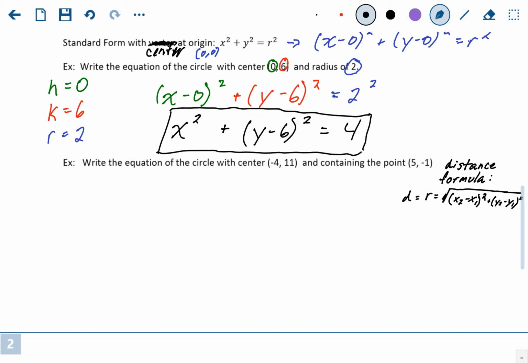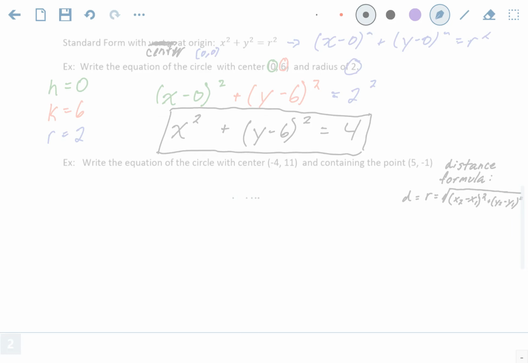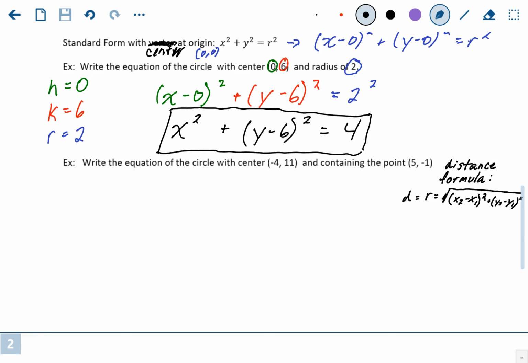So that is the distance formula: x2 minus x1 squared plus y2 minus y1 squared, and then the whole thing you take the square root of. That'll give you the radius, the distance from the center to the outer edge of the circle. You could use that formula, but I'm going to use the circle formula.